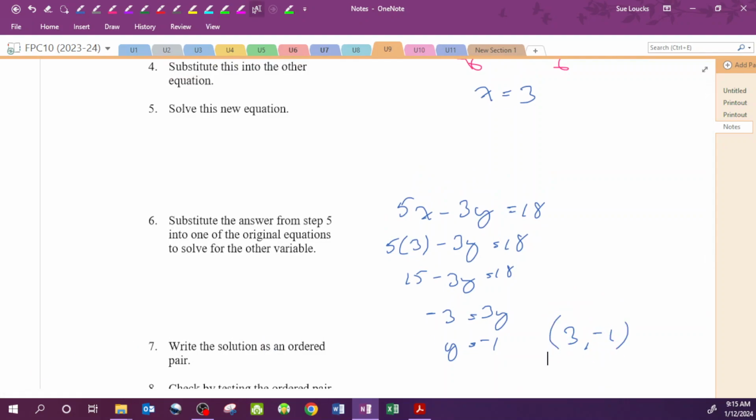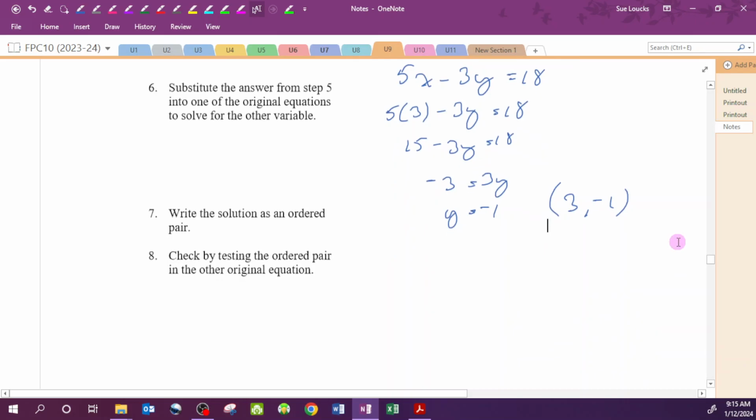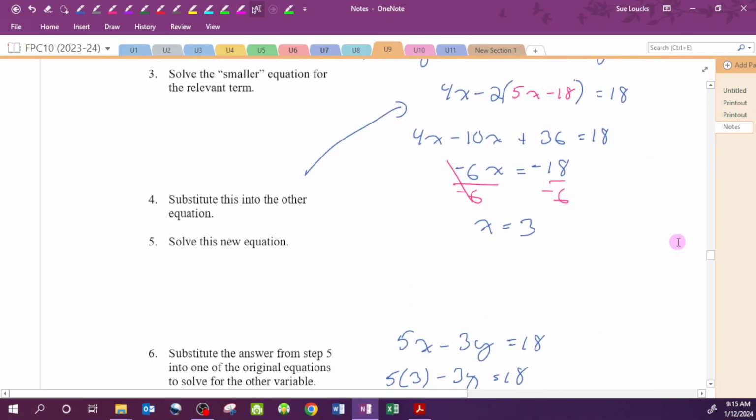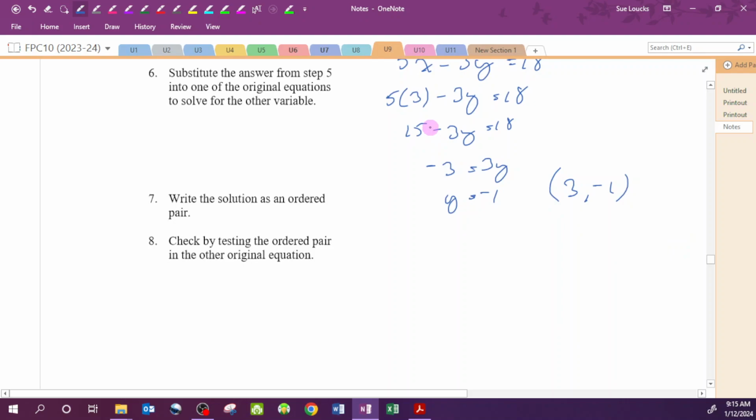And then I need to check that. Okay, so I'm going to check it in the other equation. So not this one, but the other one. So I'm going to check it in the 4x minus 6y equals 18. 4 times 3 minus 6 times negative 1. Does that equal 18? That's 12 plus 6, yes, that equals 18. Okay, there you go.